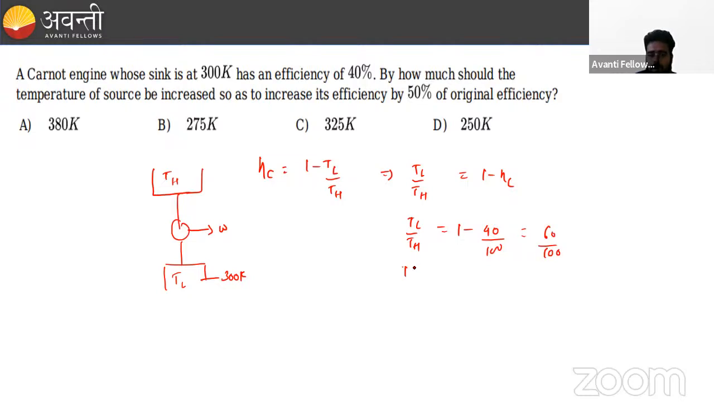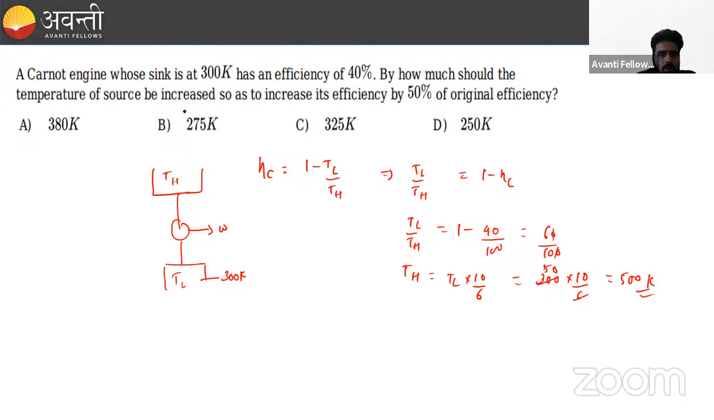So here we can calculate the value of T higher. If we cancel out this value, T higher will become T lower into 10 upon 6. T lower is given as 300, and this will become 10 by 6. So this value will become 50, that is equal to 500. This is the value of the initial temperature, 500 Kelvin. This is the value of T higher.